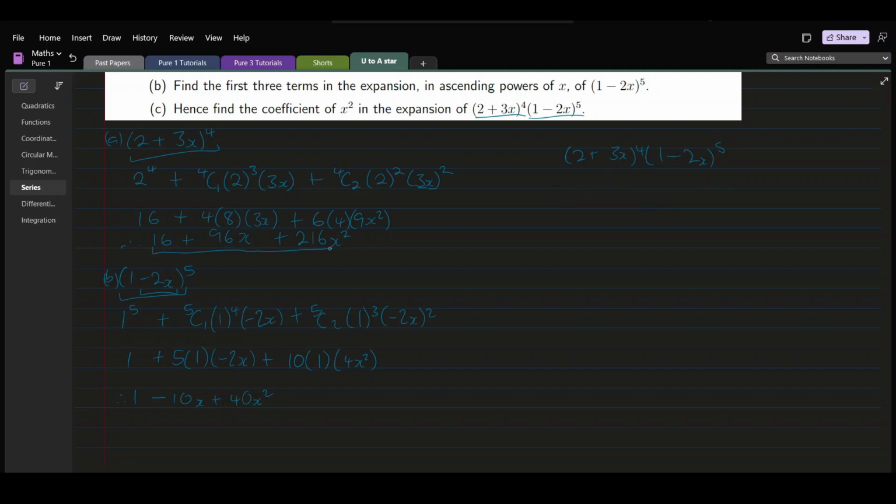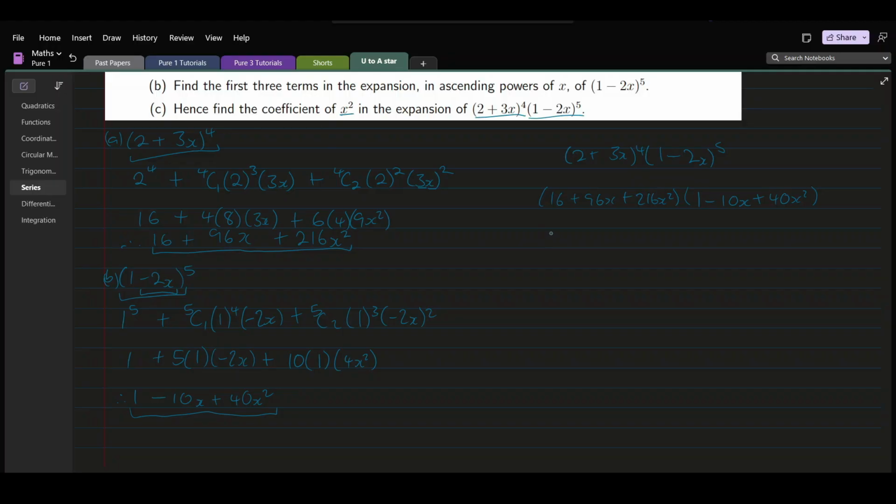So for A, we had this expansion, so that becomes 16 plus 96x plus 216x squared. And then for B, our expansion is 1 minus 10x plus 40x squared. Now we want the coefficient of x squared.